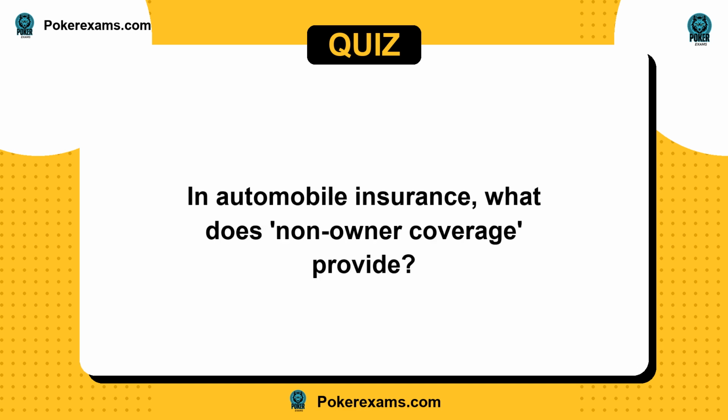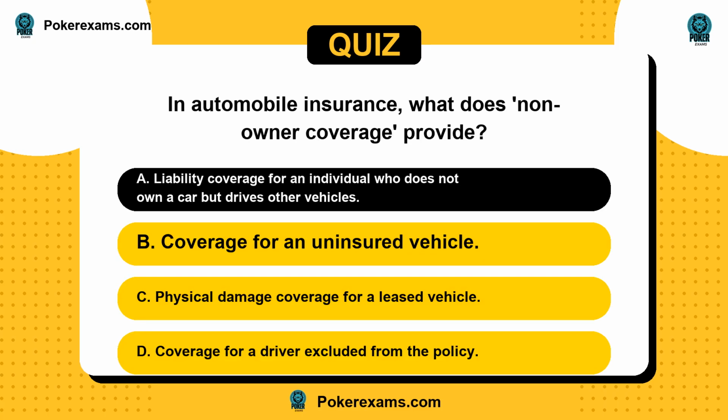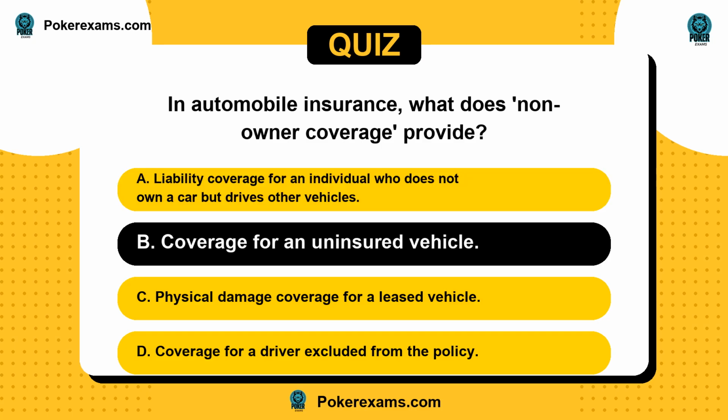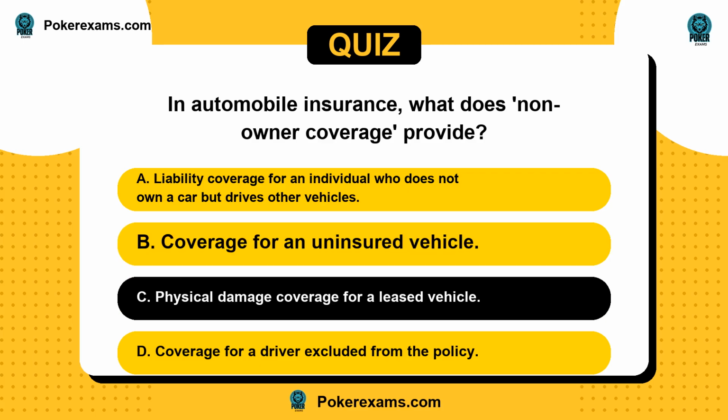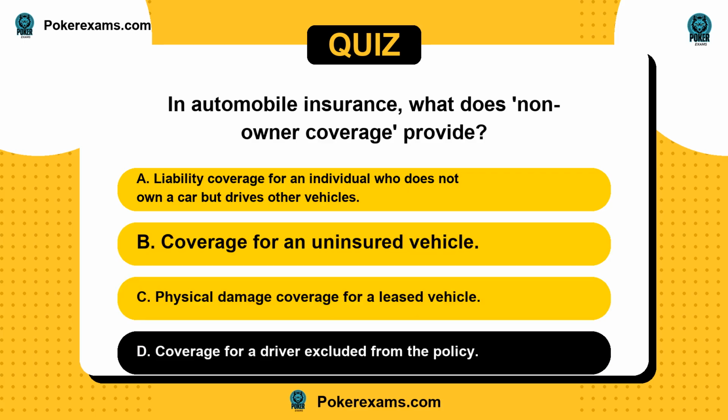Next question. In automobile insurance, what does non-owner coverage provide? Is it A, liability coverage for an individual who does not own a car but drives other vehicles? Or B, coverage for an uninsured vehicle? C, physical damage coverage for a leased vehicle? Or D, coverage for a driver excluded from the policy?